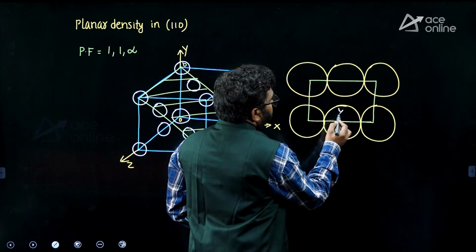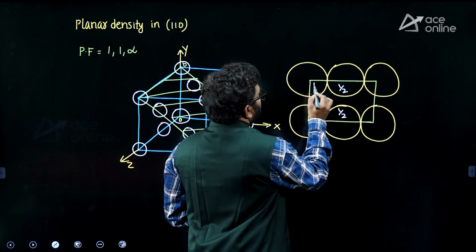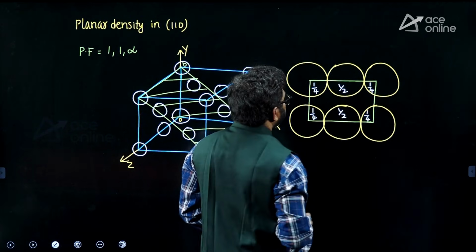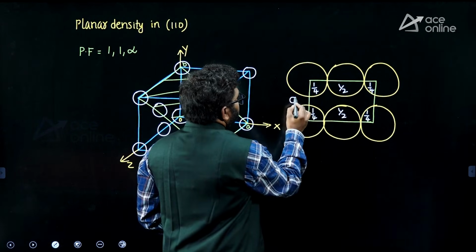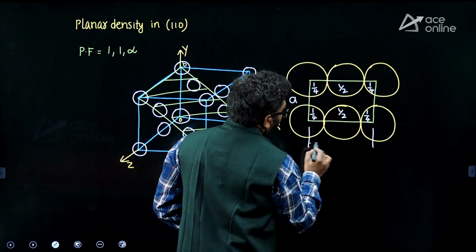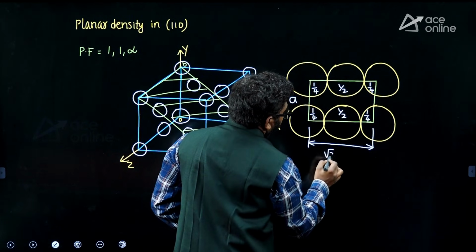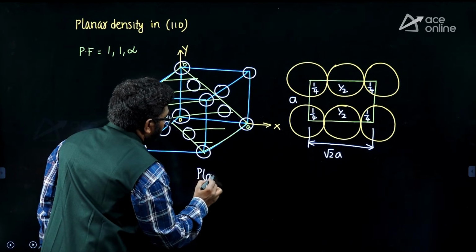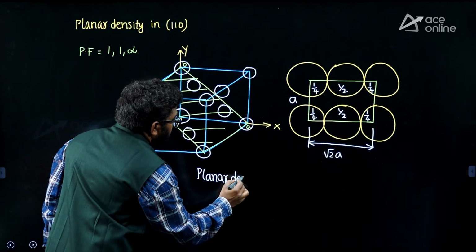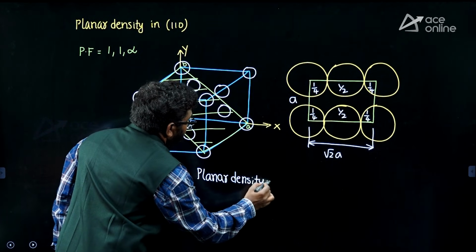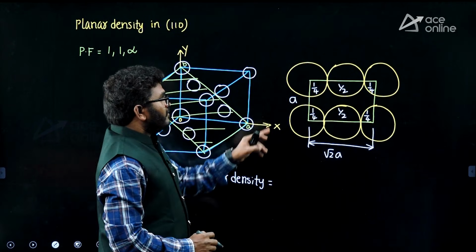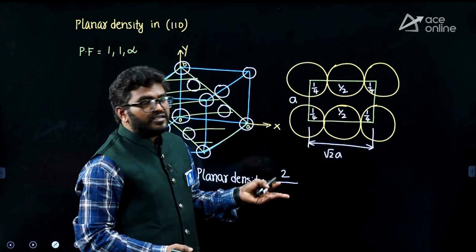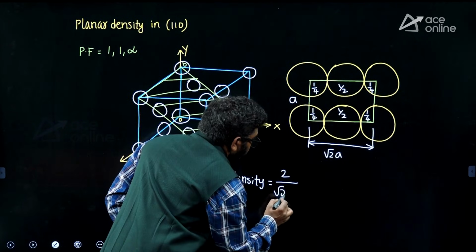Now from this, listen carefully. Here it is 1 by 4, here it is 1 by 4, here it is 1 by 4, here it is 1 by 4. And area wise, this is side length a, this is root 2 a, the face diagonal. So planar density is equal to number of atoms in the plane, which is 2 only, divided by area, which is root 2 a square.